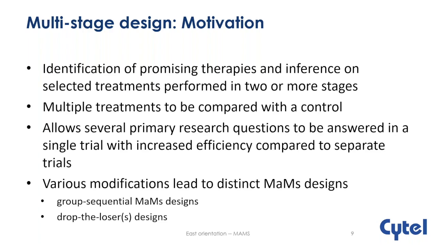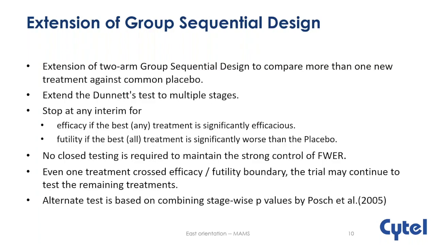There are different modifications that lead to distinct MAMS designs. There are group sequential MAMS designs, drop-the-loser designs, multiple winners designs. We're going to try and see as many as possible of these. As I said, our emphasis today is going to be on the extension of the group sequential design. So this is a case where, again, we compare more than one treatment against the common placebo, and we extend Dunnett's test essentially to multiple stages.